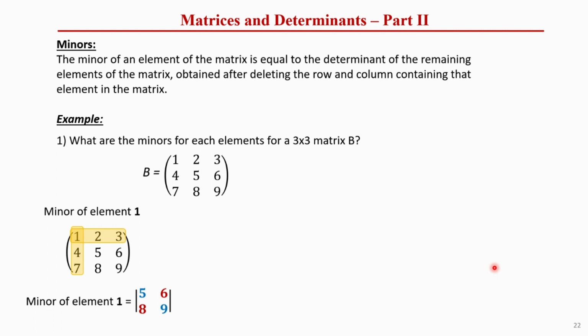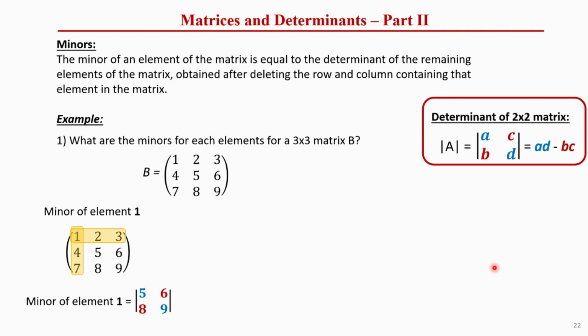Okay, but we already know how to calculate the determinant for a 2 by 2 matrix, right? So using the rule, as we've seen in previous slides, we can calculate the determinant. And it turns out the minor of element 1 is -3. You can do the math, right?